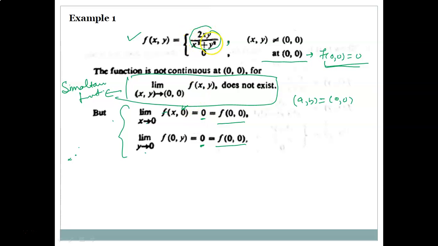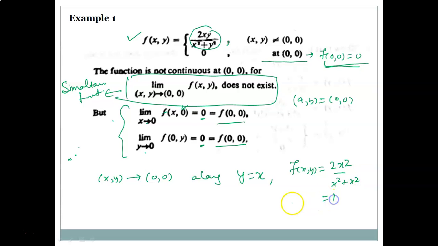Now let us approach along this path. You are approaching this (0,0) along the path y equal to x. Then you can see f(x,y) becomes 2x square divided by x square plus x square. That gives you 1. So f(x,y) equals 1. And if you take the limit (x,y) tends to (0,0), this is equal to 1 in fact. So here the value comes out to be 1.